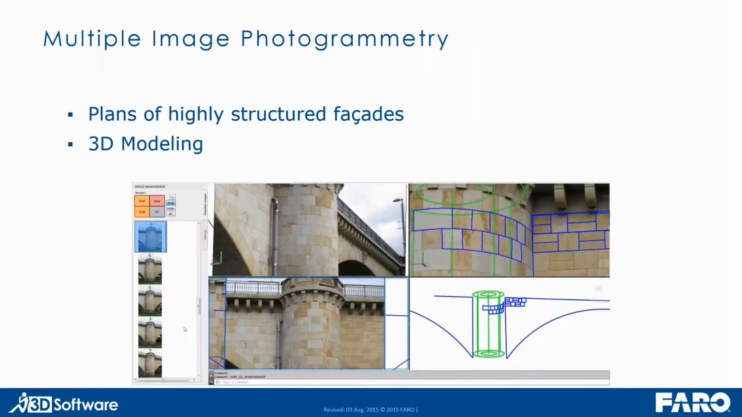Like I said, we can use multiple image photogrammetry. If we don't want to scan the object or don't have the option to scan the object, we can take photographs around the object to create a point cloud and also to model directly from the photographs in 3D. So we can derive facade plans of highly structured facades, but we can also model in 3D, like you can see on the lower right here. We need at least 2 oriented images of an object which have enough overlap, so we can calculate 3D coordinates.